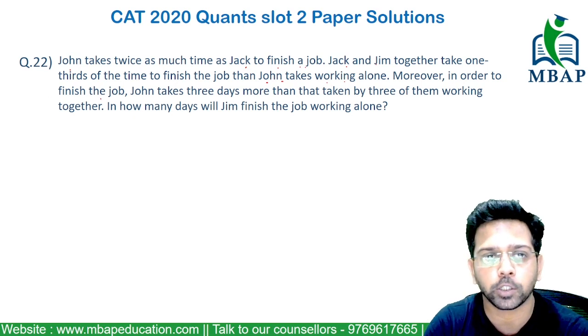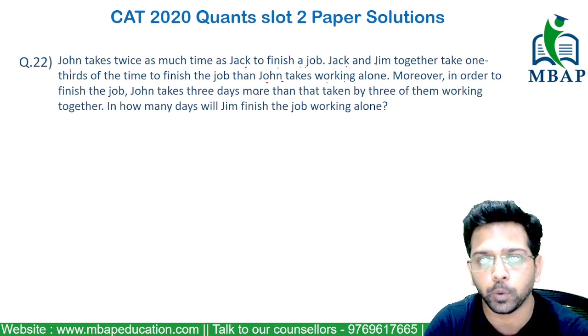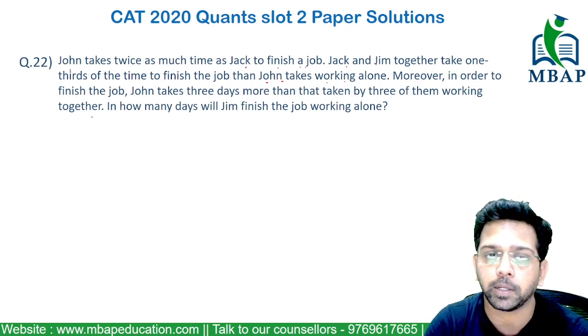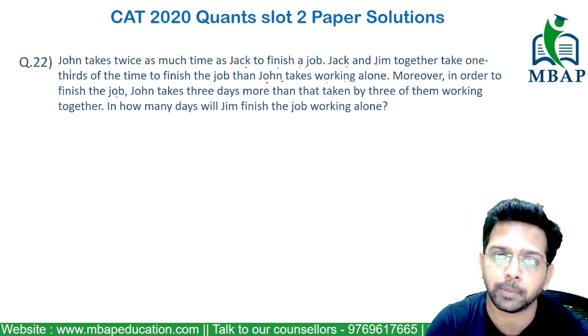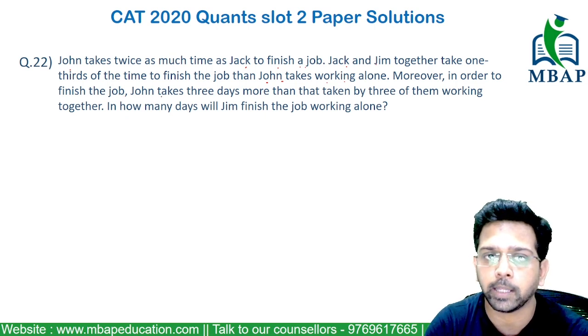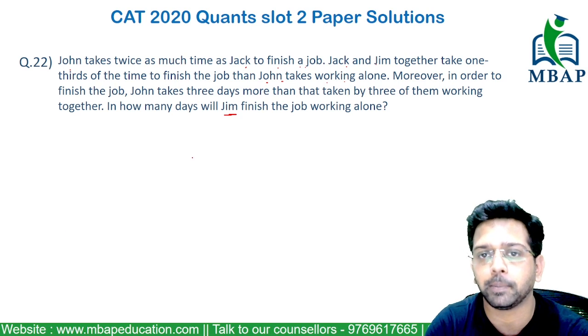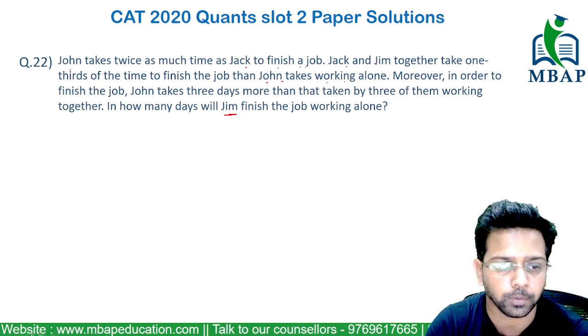Moreover, in order to finish the job, John takes 3 days more than the time taken by all 3 of them working together. So the difference in the number of days taken by John and all 3 of them working together will be 3 days. In how many days will Jim be able to complete the job if he is working alone? That is the question.